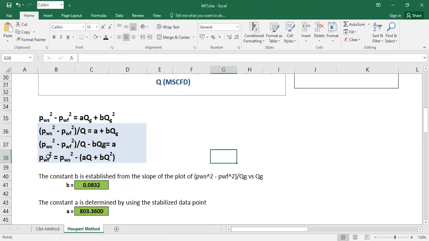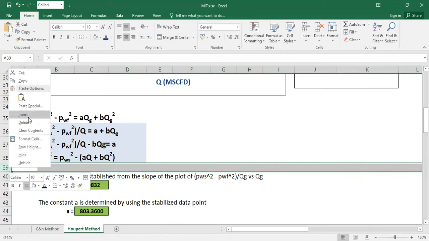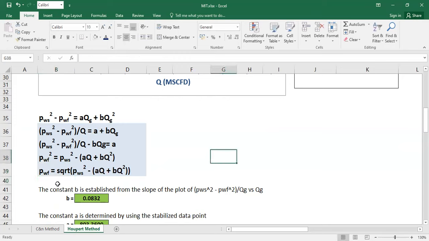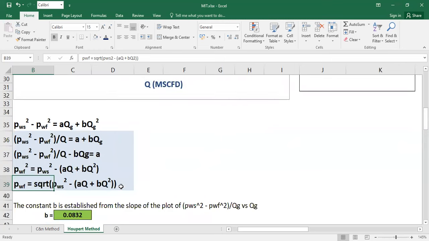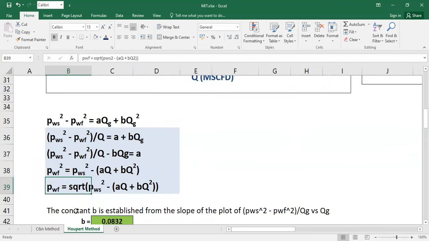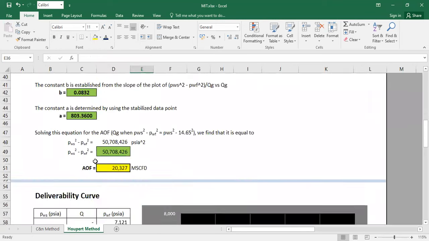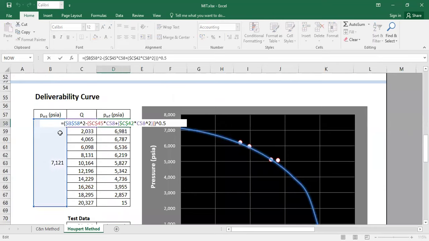So this one is for the PWF squared. So if you want to get the PWF, you can just do square root, SQRT, of all these terms, and then I can erase the square. All right, so this one is quite easy to get the PWF. All right, so yep, so let's do that here.